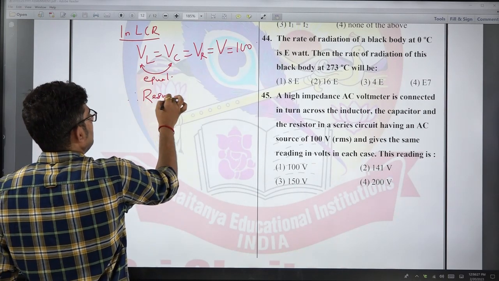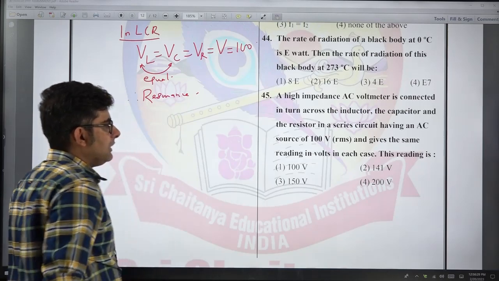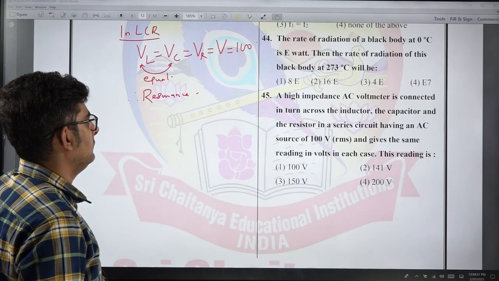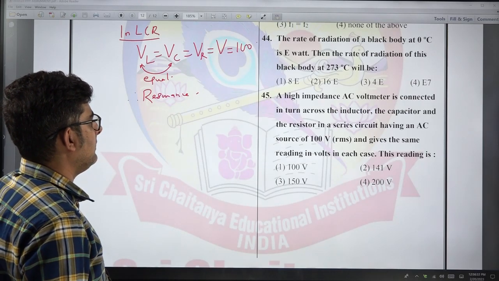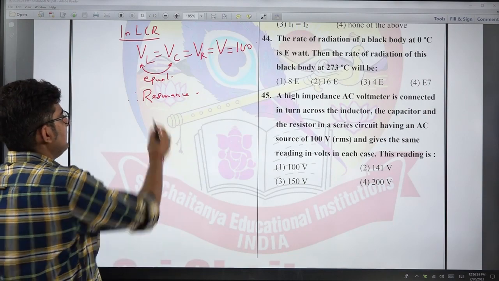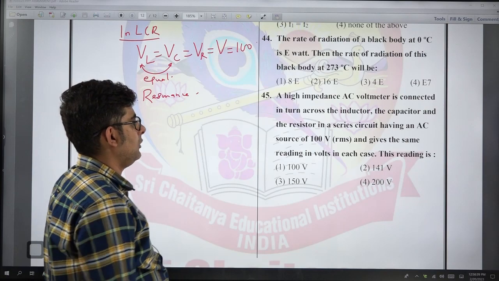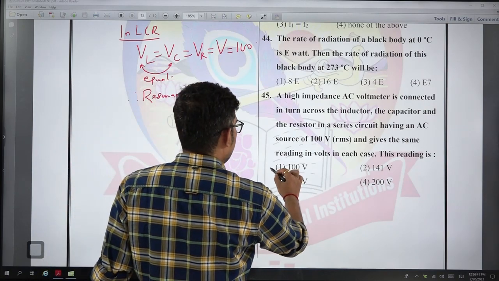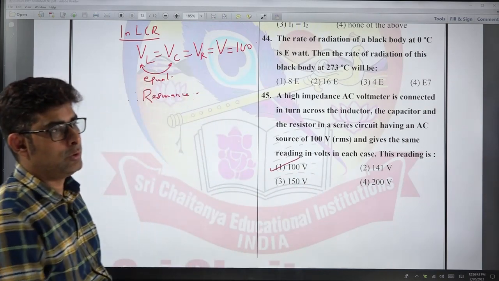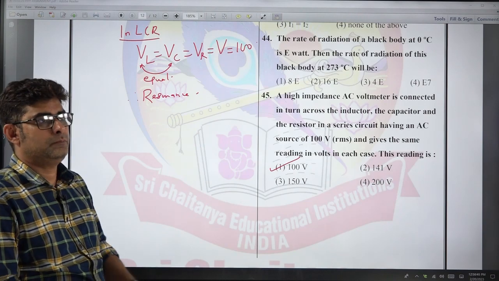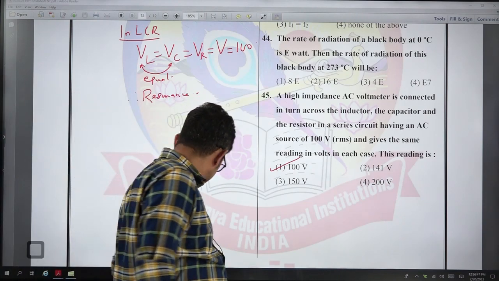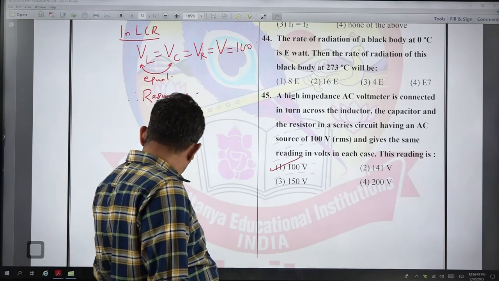Therefore, resonance. So what are they asking? The reading is, at resonance these two will cancel, so the reading will be 100 only. So this reading will be 100 volt. Okay, so here we completed this paper. Okay, thank you.